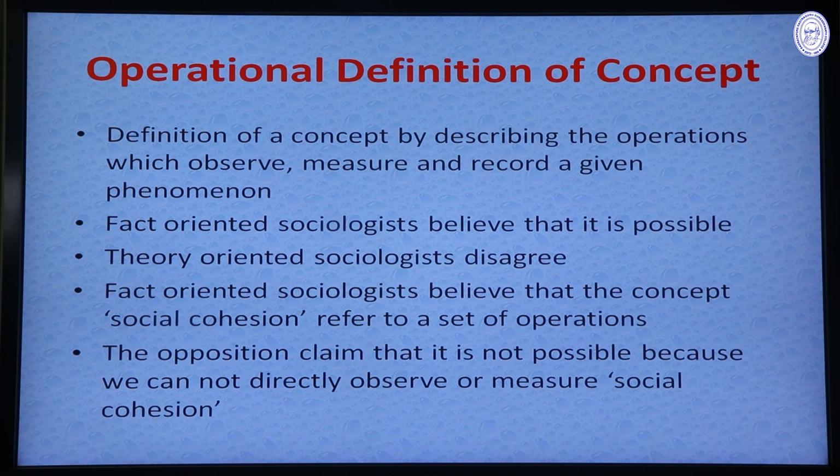So, through defining a concept through the operations required to measure it, the theory oriented sociologists do not believe that it is possible, but the fact oriented sociologists believe that you can define a concept only through the operations which are necessary or which are required to measure that concept.